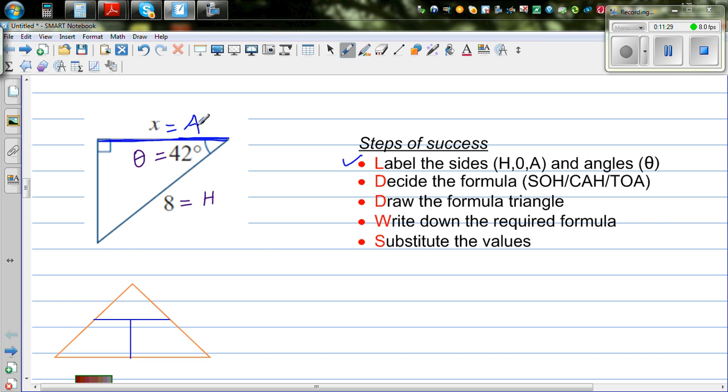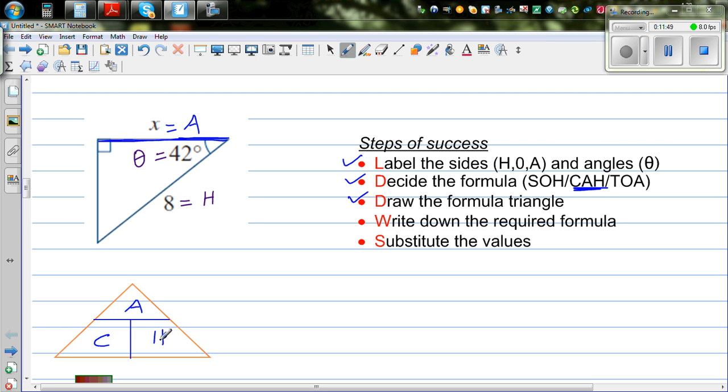You got A and H. So which formula would you use? SOH, CAH, or TOA? The trig ratio which uses A and H is CAH. So you decided that formula. The third step is draw the triangle. So draw the triangle.